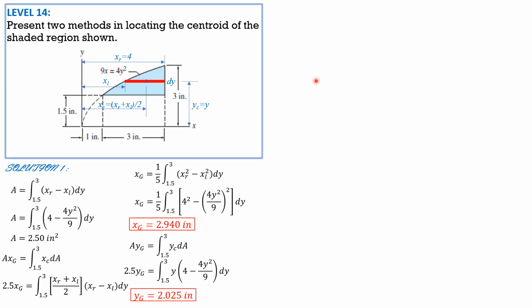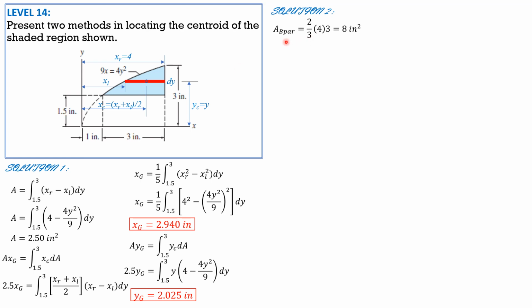Then by the composite area approach, the area of the shaded region is area of big parabola minus area of small parabola minus area of this rectangle. So area of big parabola is 2/3 of 4 inches by 3 inches, so 8 square inches. Area of this small parabola is 2/3 of 1 times 1.5. Of course, the area of the rectangle is 3 times 1.5.